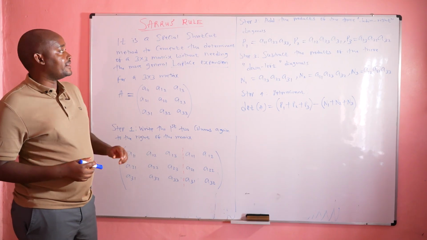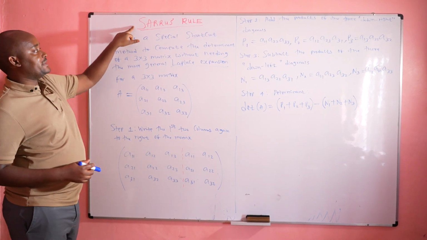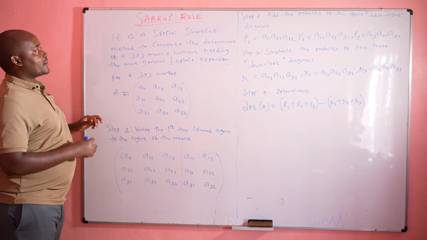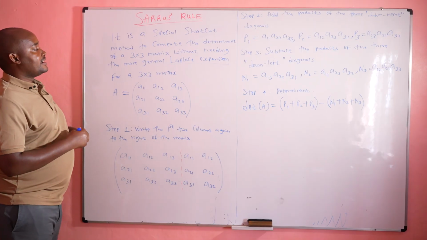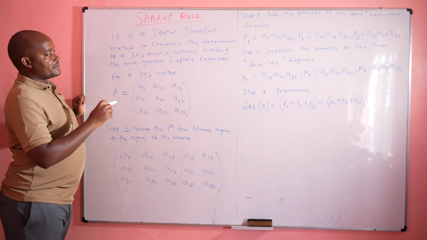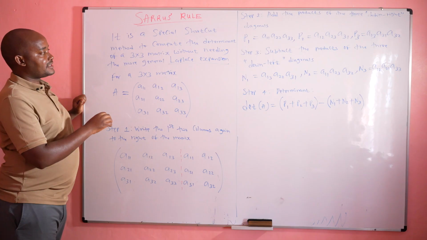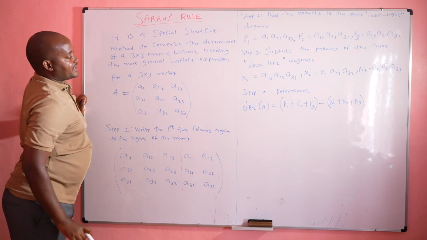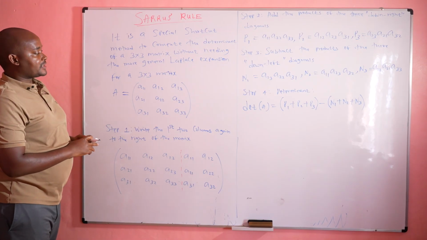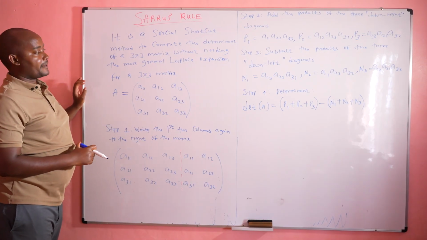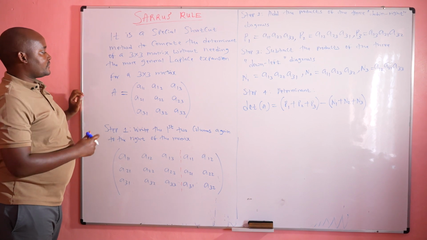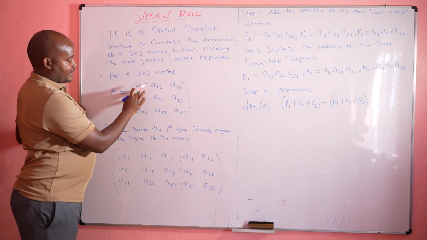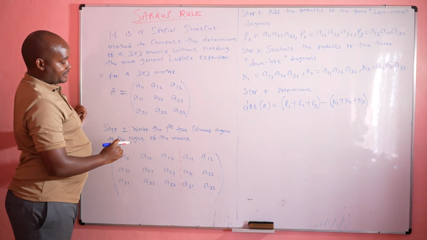In today's video, we are going to look at a method of computation of the determinant of a 3 by 3 matrix. This method, we call it the Sarrus Rule. It is a special shortcut method to compute the determinant of a 3 by 3 matrix. But we are not interested in computing the determinant using what we call the Laplace expansion or the cofactor expansion. So for example, if you are given this 3 by 3 matrix with the entries A11 all the way to A33, it is shown on the board.